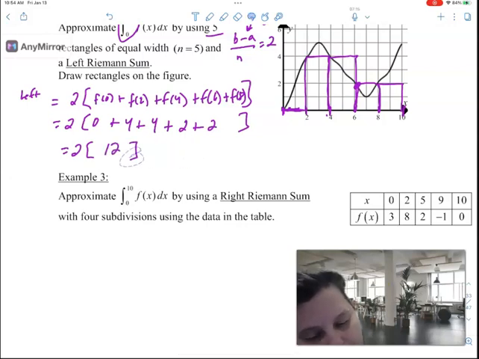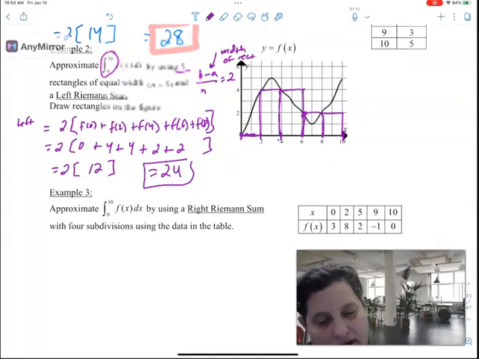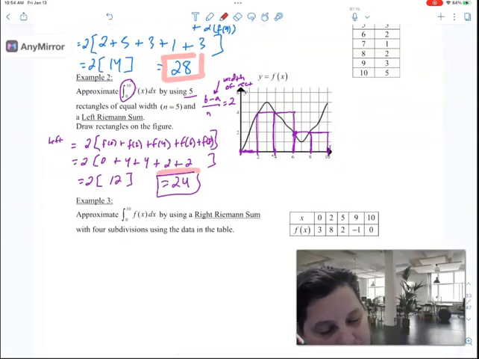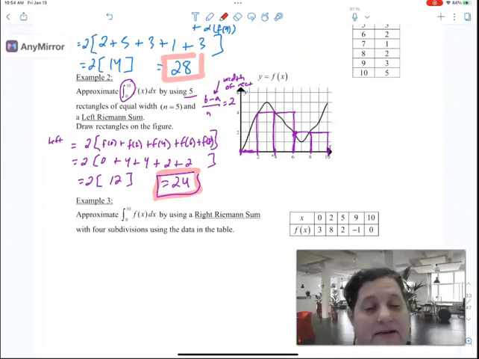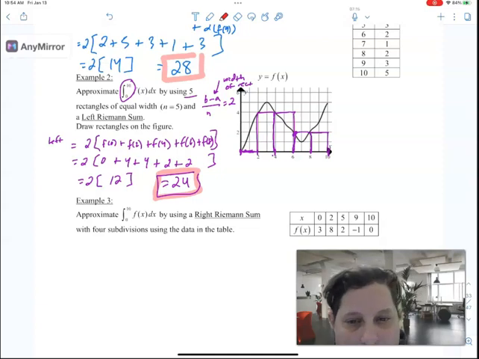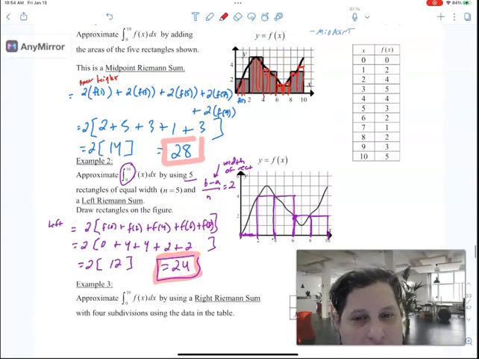12. I'm going to keep making that so big. Okay, so this has an area of 24. See how that's significantly, well, not significantly, but that's less than 28. That's an underestimation, okay? That's probably a pretty good underestimation. And so we can get a midpoint sum, left sum, whatever, okay?